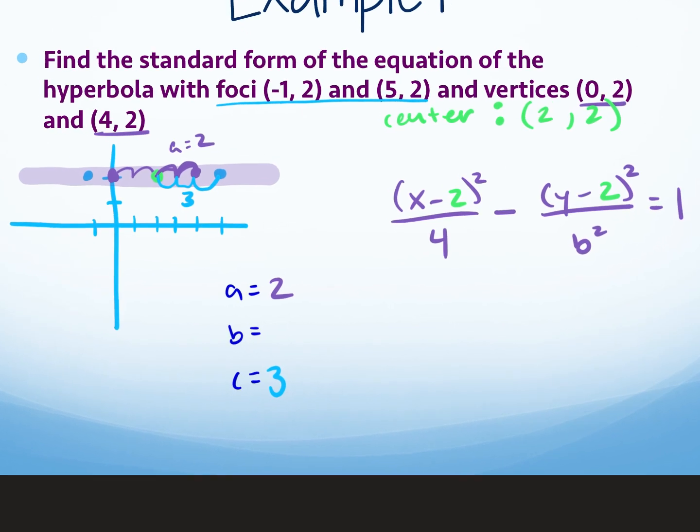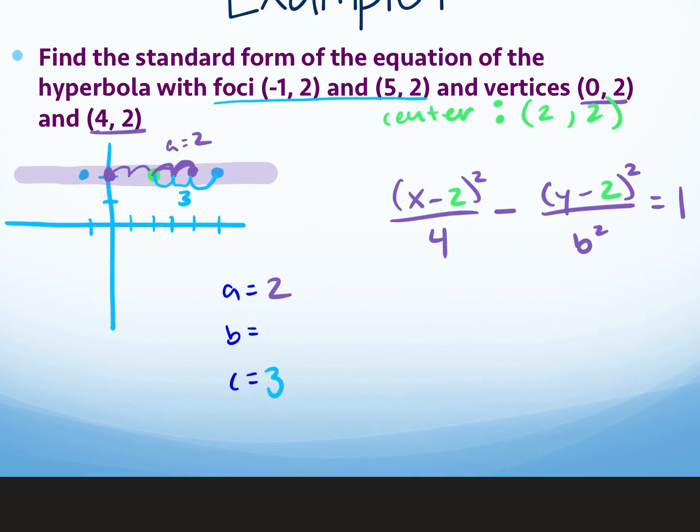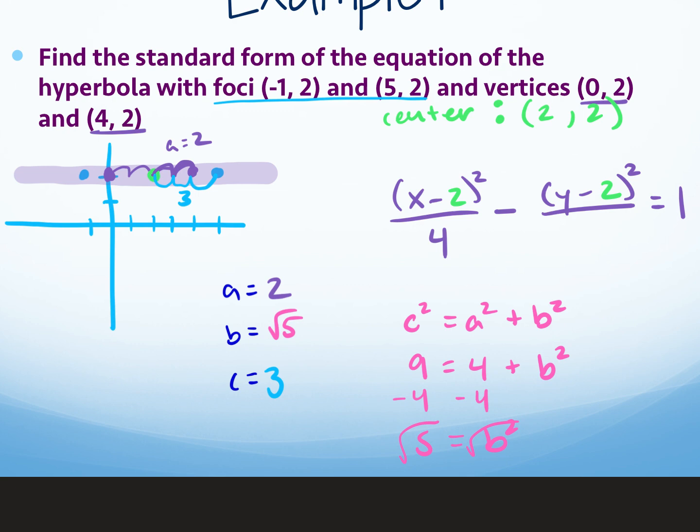So once we have A and C, we can plug those into our formula to find B. So our formula is C squared is equal to A squared plus B squared. So 9 is equal to 4 plus B squared. We're solving for B, so subtract 4 on both sides. 5 is equal to B squared. So what is just B? Square root 5. But B squared is what goes into our equation here. What is B squared? 5. Perfect.